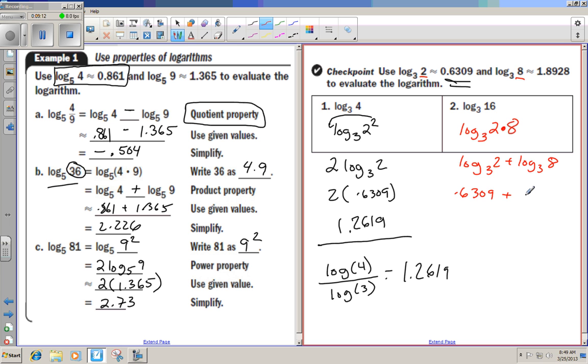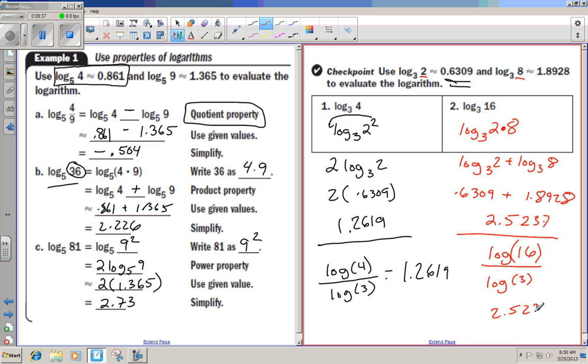And now it's a matter of doing 0.6309 plus 1.8928. And when you add them together, it's 2.5237. And of course, with the change of base formula, all you'd have to do is log 16 over log 3, and you should still get 2.5237.